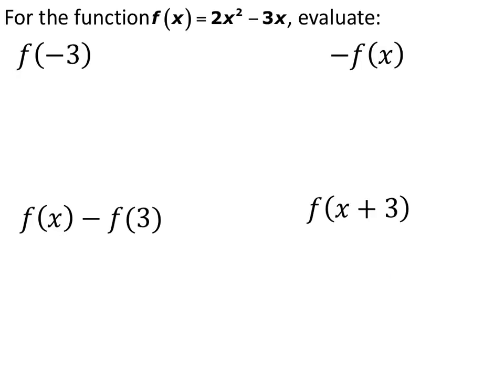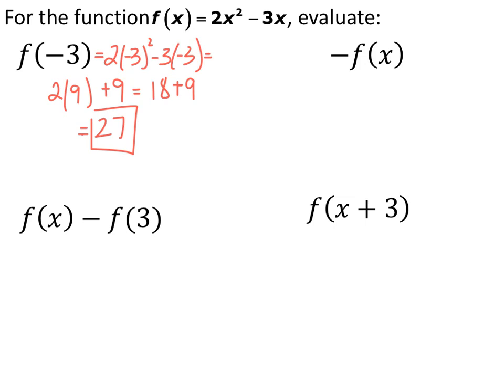So evaluating a function, whenever you have a function like this one, f of x equals 2x squared minus 3x, whenever you see something like this f of negative 3, that means take every x in the function and replace it with a negative 3 and evaluate. So go ahead and pause the video and try that.